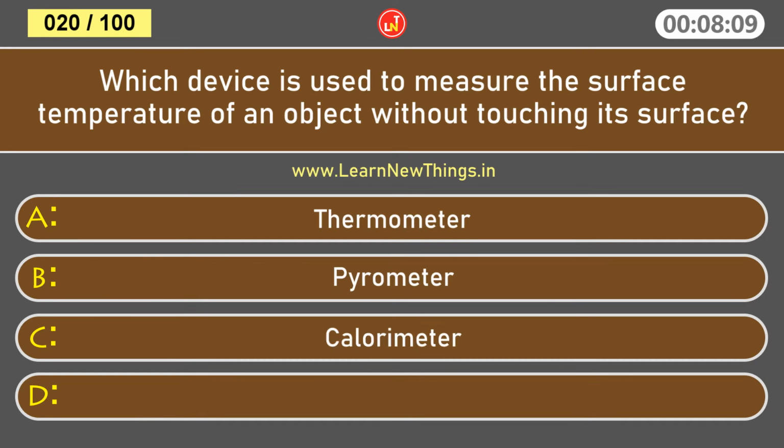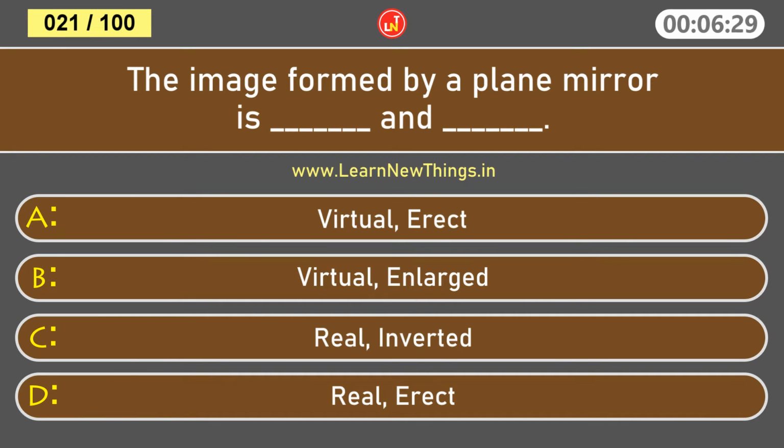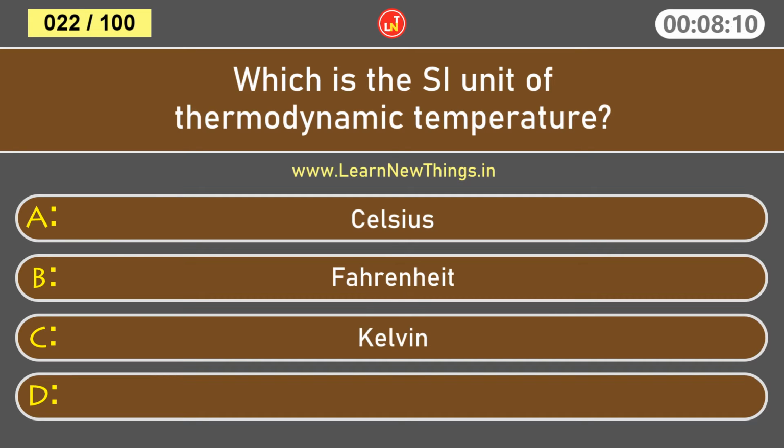Which device is used to measure the surface temperature of an object without touching its surface? Pyrometer. The image formed by a plane mirror is dash and dash. Virtual and erect. Which is the SI unit of thermodynamic temperature? Kelvin.